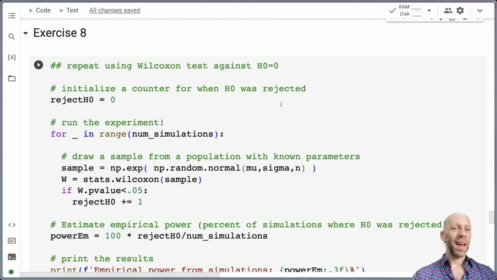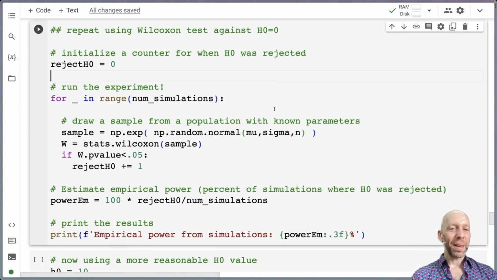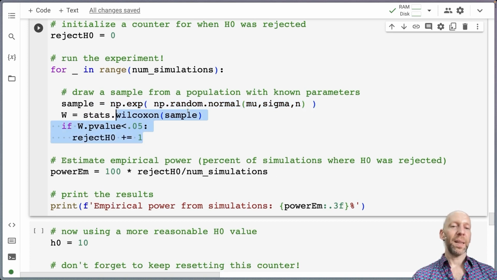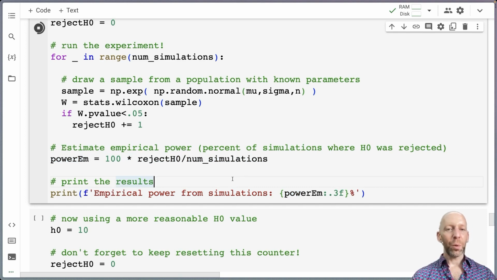these parameters. If you are fresh out of exercise 6 and 7, then you will recognize all of this code. It is literally copied and pasted. All I did was change this. So I'm using scipy.stats.wilcoxon instead of using the t-test. The way I simulate the data is identical. All this stuff is identical. And there's no analytic power here to compute. We are only going to compute the empirical power.